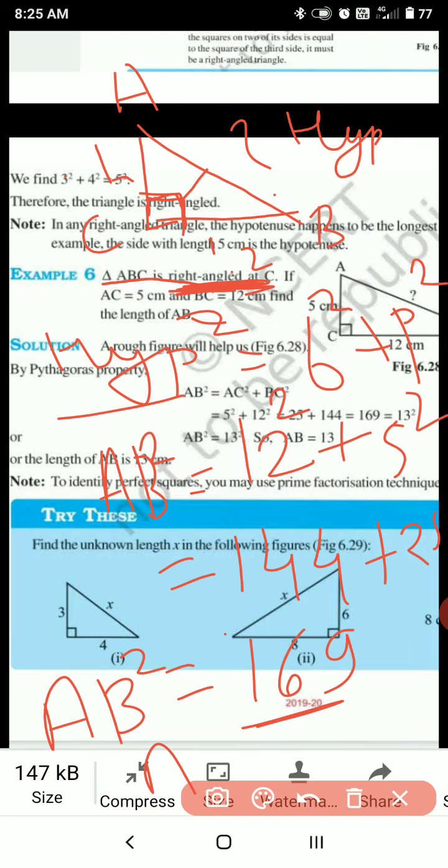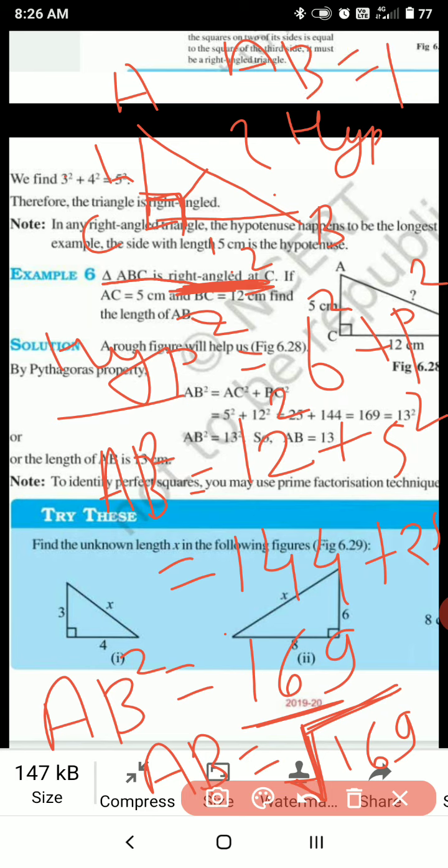But we want AB, not AB square. So taking the square root, we will keep 169 under the square root. This is the square root sign, okay? Square root of 169, so AB is the square root of 169, which is the square root of 13 squared, 13. So your length of AB is 13 centimeters, meters, whatever unit is given there.